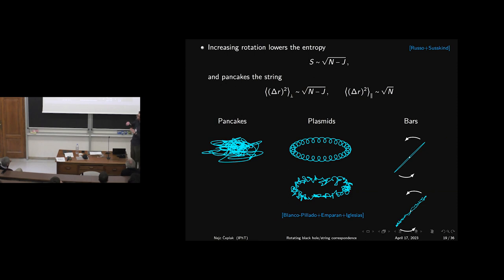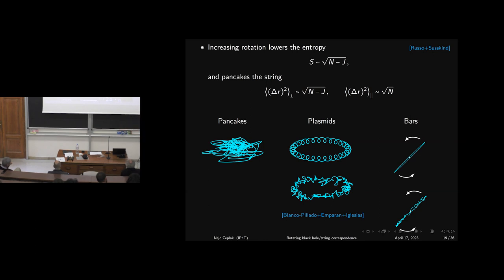So if j is scaled with some power of n, you see that the entropy starts to decrease to a much greater extent than before. This would also mean that black holes which saturate the Regge bound would have no degeneracy at all. And you can find that this effect is high rotation basically pancakes the string, right? So it decreases the perpendicular directions onto the plane of rotation.